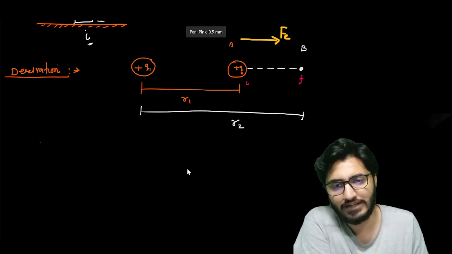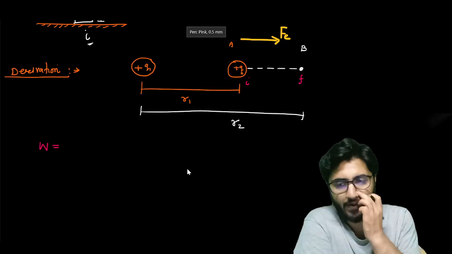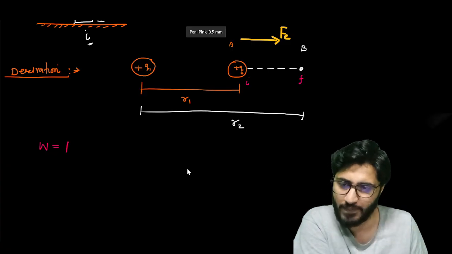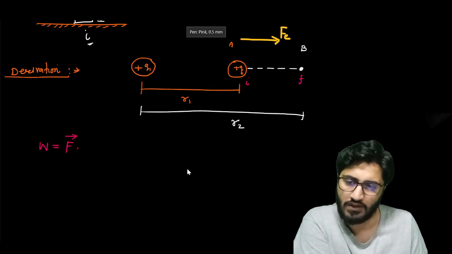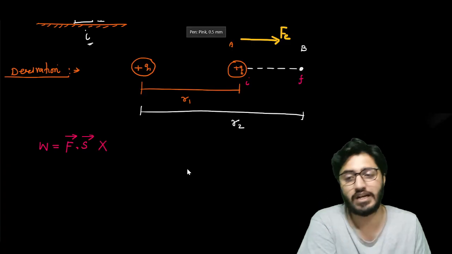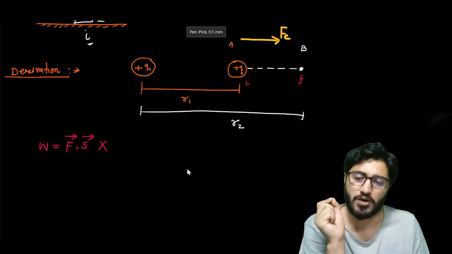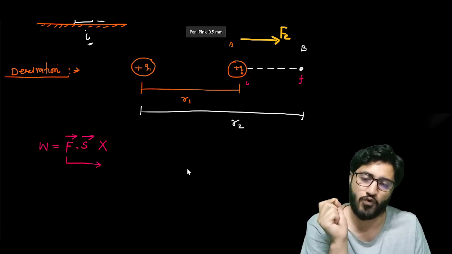So now I can write work done is equal to force into displacement. Okay, but here we don't have to use it now. Do you know why? Look, this formula we can use only when my force is constant.